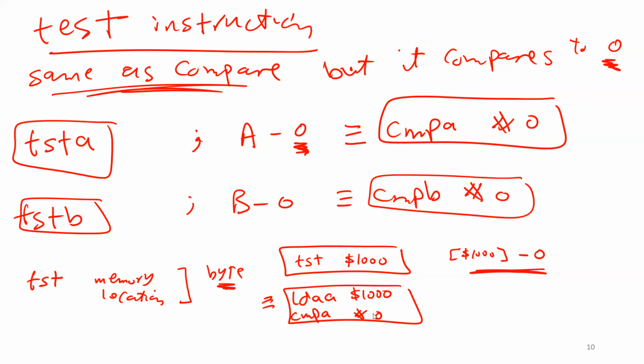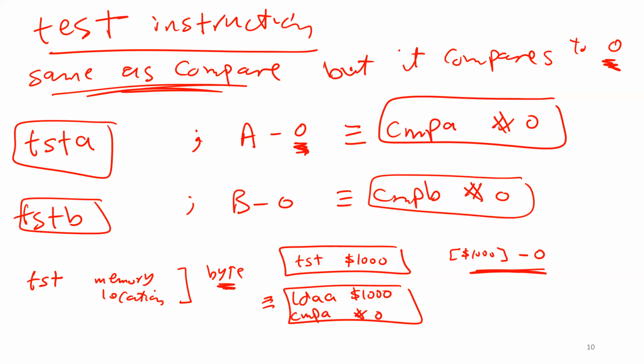So when I say, for example, test 1000, you are going to compare 1000 to 0, right? If I want to do this using compare, I have to write 2 instructions. I have to read this one first to A and then compare A to 0. That's why this one is attractive, because if you want to replace it with compare, you have to write two instructions.